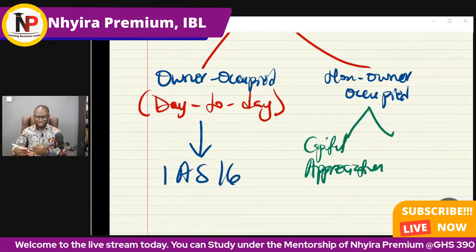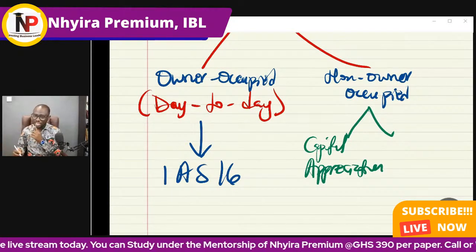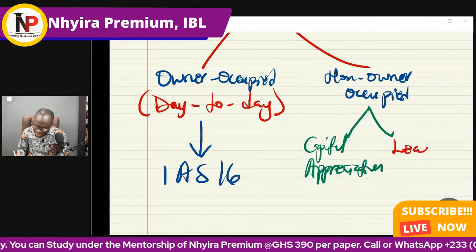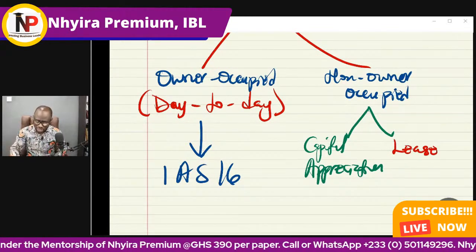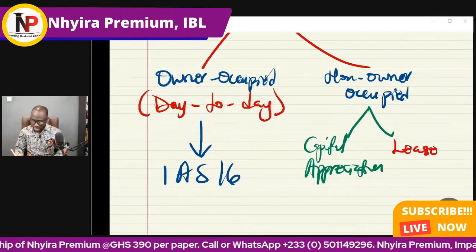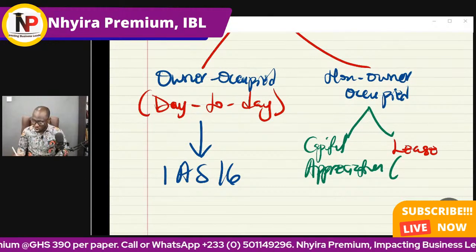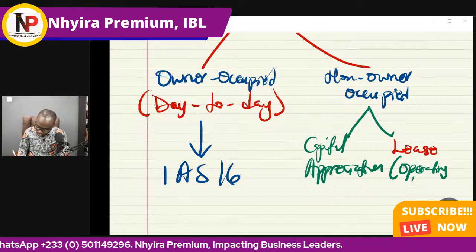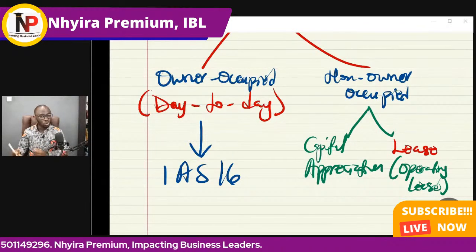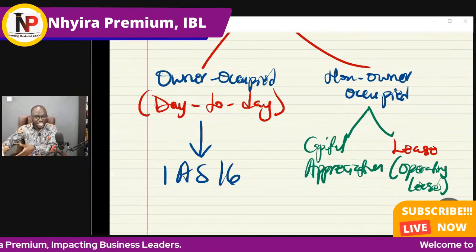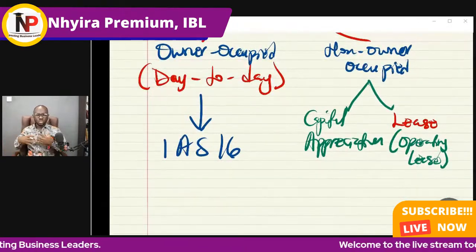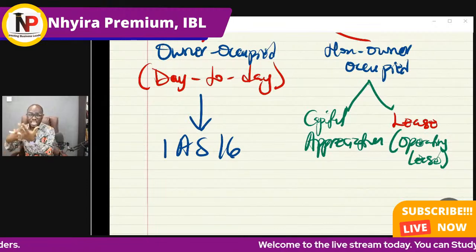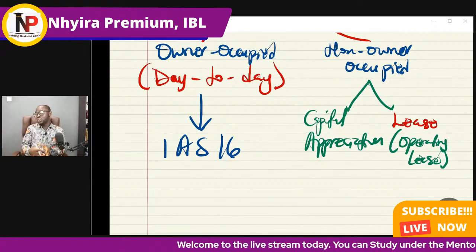Or better still, the entity controls the assets and it has leased it out. Remember, when we say lease here, from the perspective of the lessor, it means an operating lease. Okay, it's an operating lease we're talking about here. It's an operating lease, then we can account for it. So sometimes the entity controls the assets, but it doesn't use it for its day-to-day running.